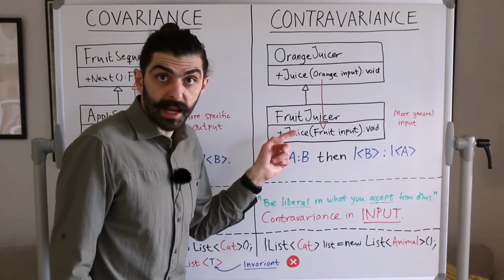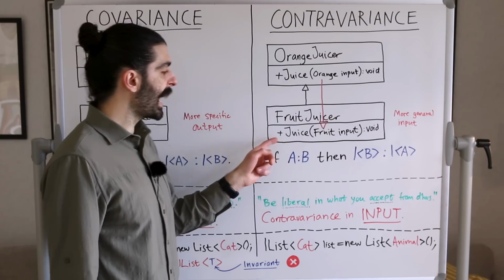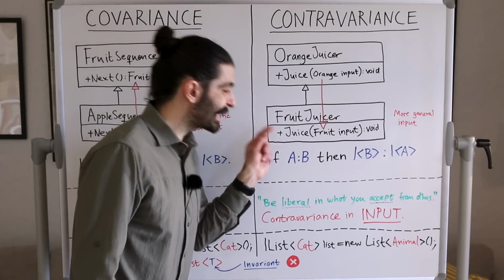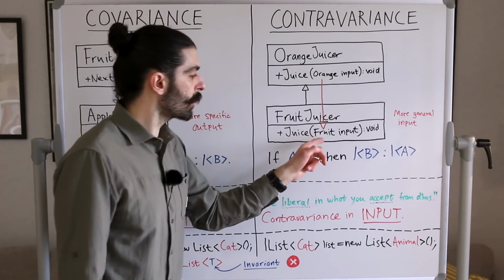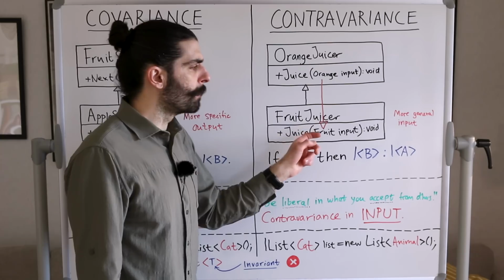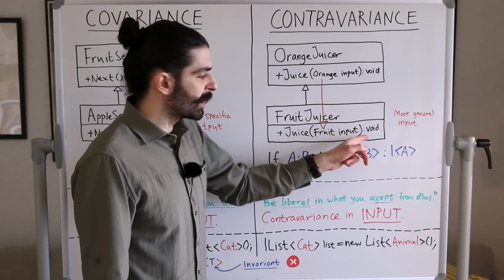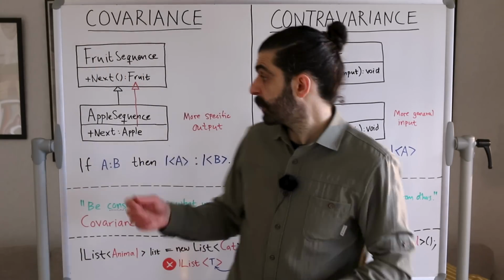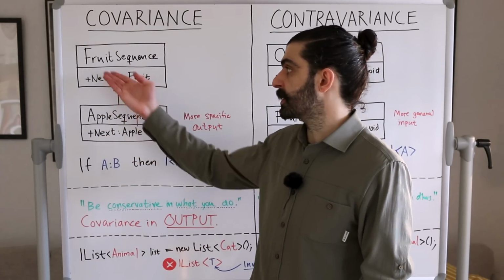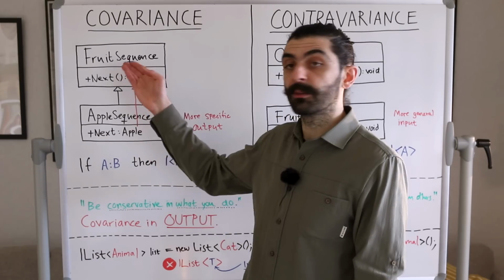Now the subtype fruit juicer also has a method called juice, but this method doesn't take objects of type orange, it takes objects of type fruit, a more general type. It still returns void, and this method overrides the other one. I forgot to say in the first case that, of course, the next method in apple sequence overrides the method in fruit sequence.